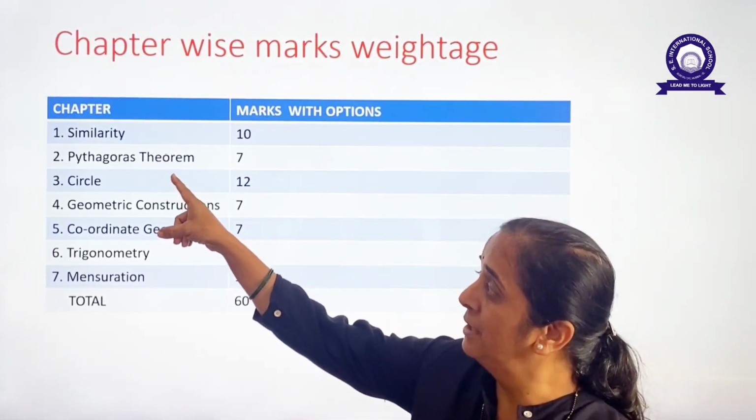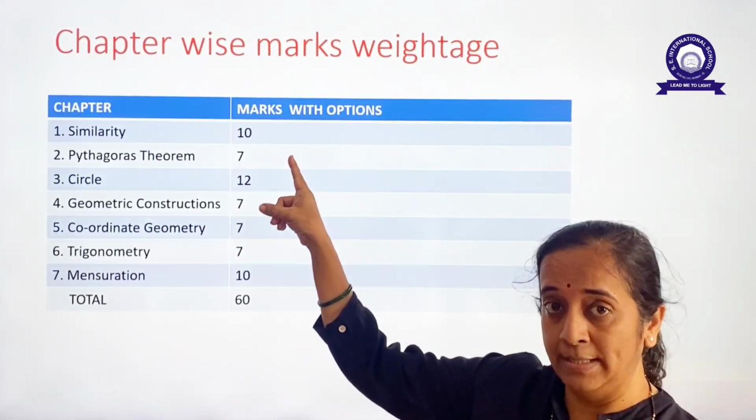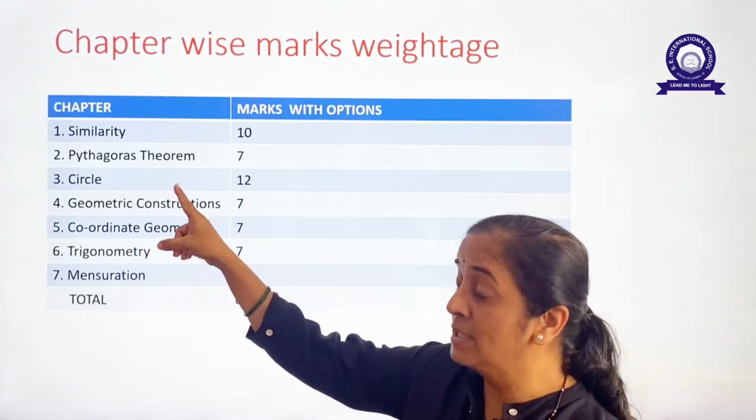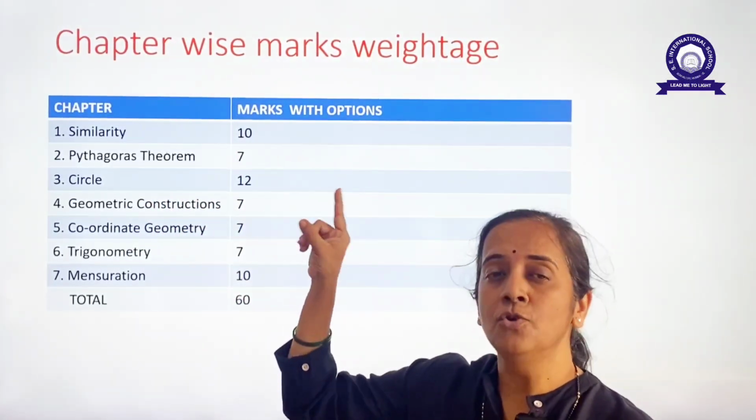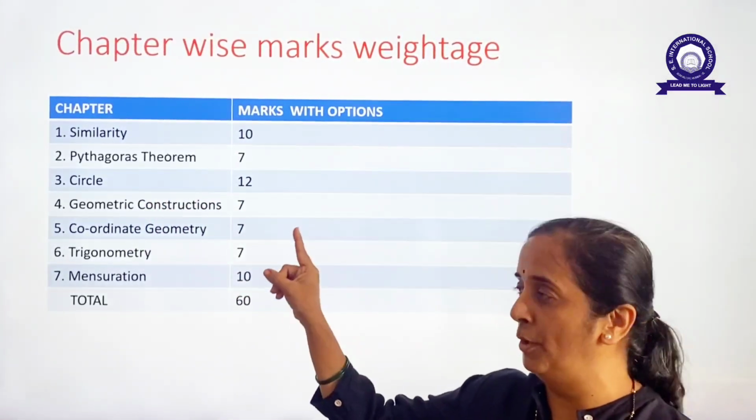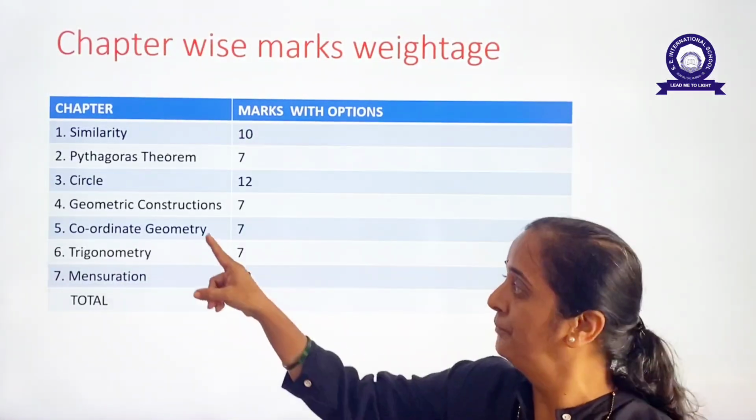For the second chapter, Pythagoras theorem, 7 marks are there. For the third chapter, Circle, 12 marks are there. So keep in mind this chapter is important. So don't skip this chapter.